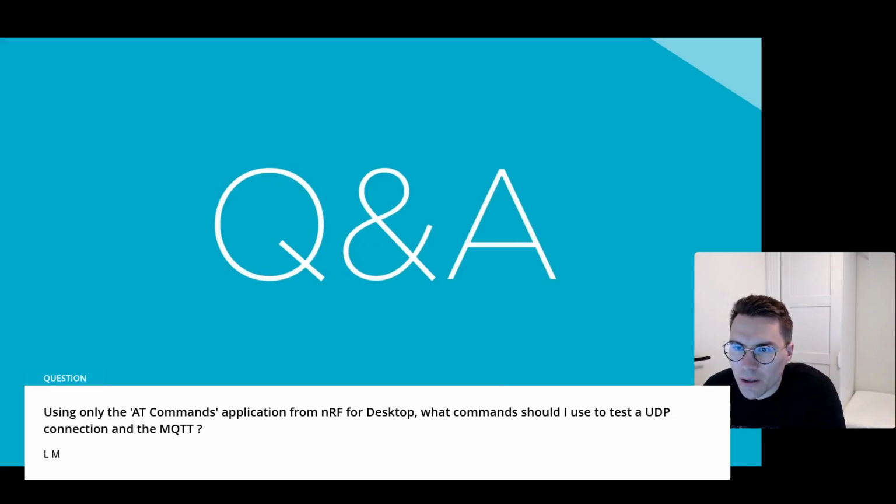And then last question. Using only the AT command application from nRF Connect for Desktop, what commands should I use to test UDP connections and MQTT? So what you would do here is to open Quick Start and flash the AT command application first off, so you have that on the device. And I will send you the link to the documentation for the serial LTE modem commands for setting this up.